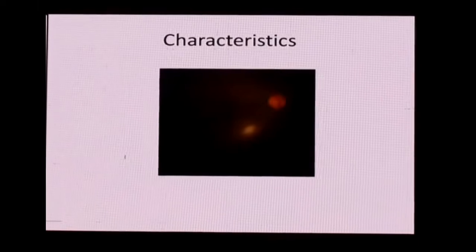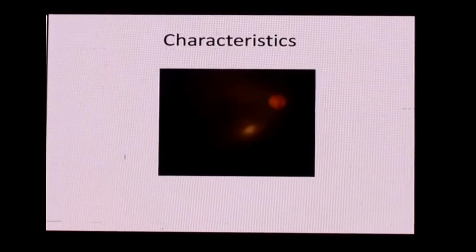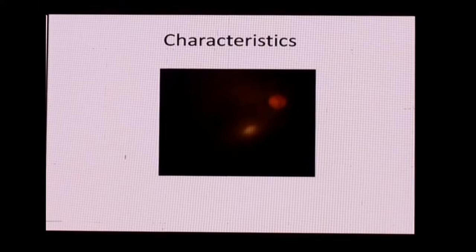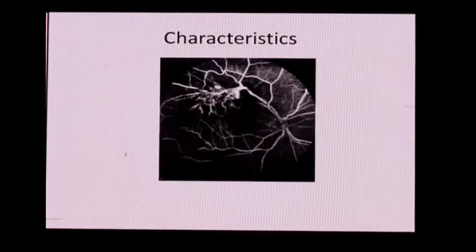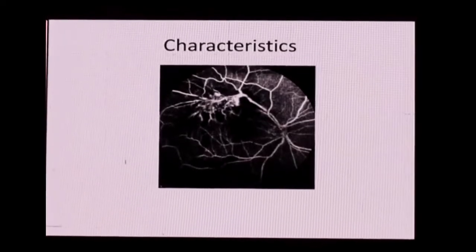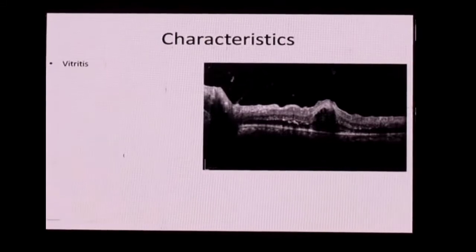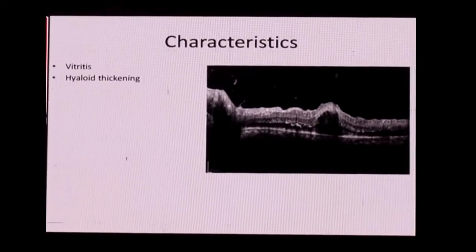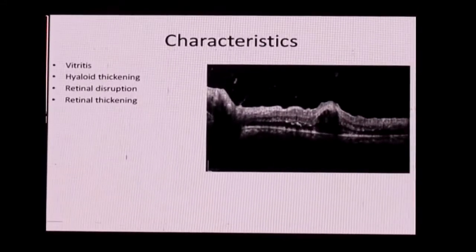When we talk about retinitis, we know it is a lesion in the retina, more superficial, with fuzzy margins, a creamy lesion. Again, you have hypofluorescent lesions. They could show leakage and fuzzy borders. And then you have characteristics on OCT like vitritis, hyaloid thickening, retinal disruption, retinal thickening.